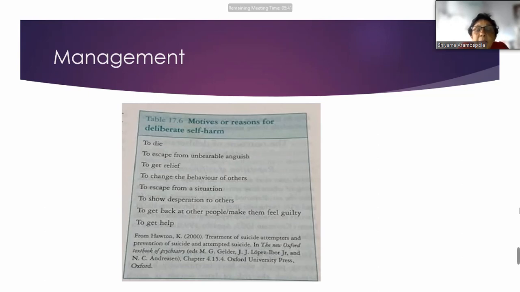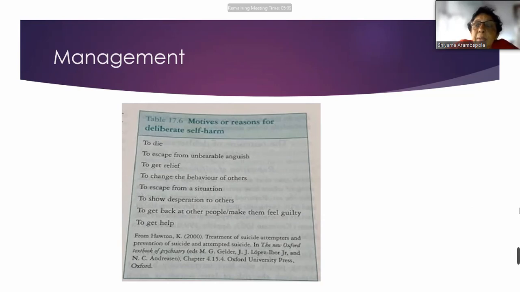They will say, okay, this is what is going on, and you have to bear with this. This is normal and things like that. So when they want to show others how desperate they are, they will try to do this harm. And to get back at others for problems, people make them feel guilty, right? So to make them feel guilty, they might attempt suicide. Now, when it's a broken love affair and things like that, they will say, if you stop the relationship, I will commit suicide, right?